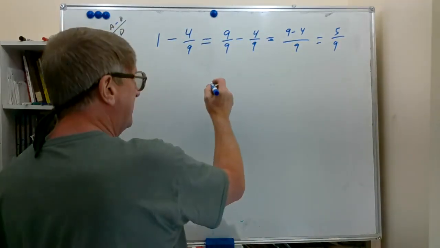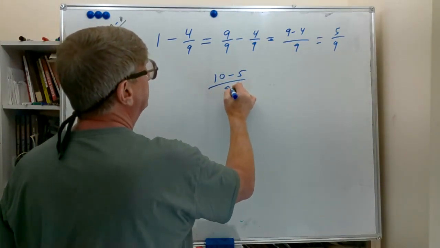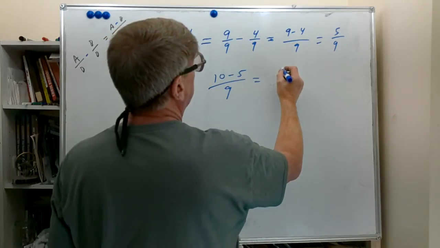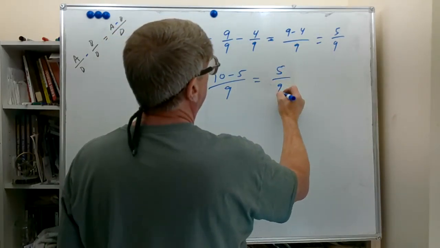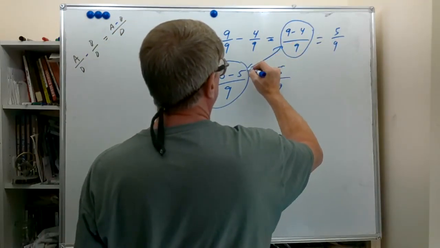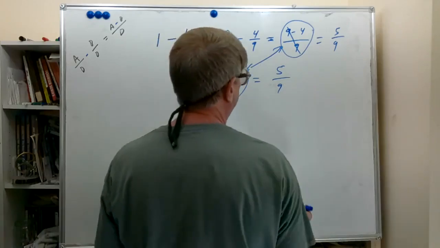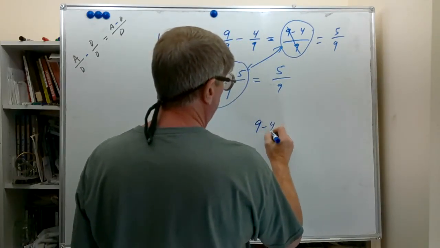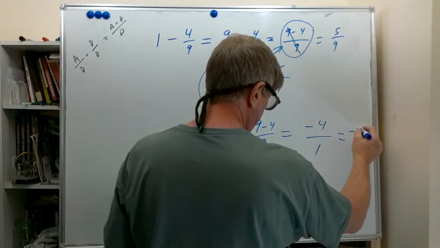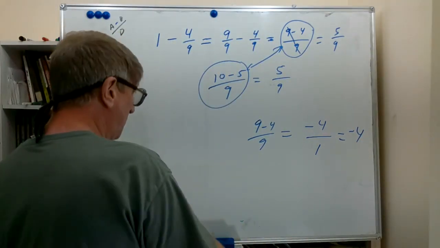Let's write another fraction. Let's say 10 minus 5 over 9. 10 minus 5 is also 5. So this and this are equivalent fractions. And if we were to cancel out the 9, what would we say? That 9 minus 4 over 9 is equal to negative 4 over 1, or negative 4? Which would be a big no-no.